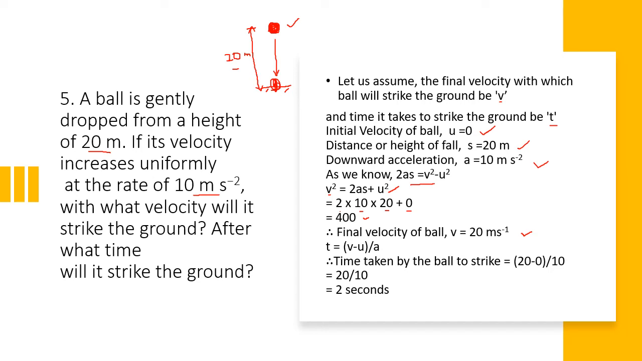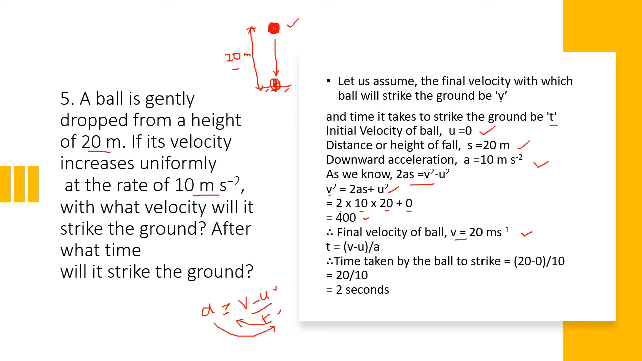And V we found. Then what is the next question? The next part of this question is the time period. At what time will it strike the ground? So we know the acceleration formula. A is equal to V minus U divided by T, right? So this is your acceleration formula. Rearrange it: T goes to the numerator, then A will come in the denominator. So T is equal to V minus U divided by A.